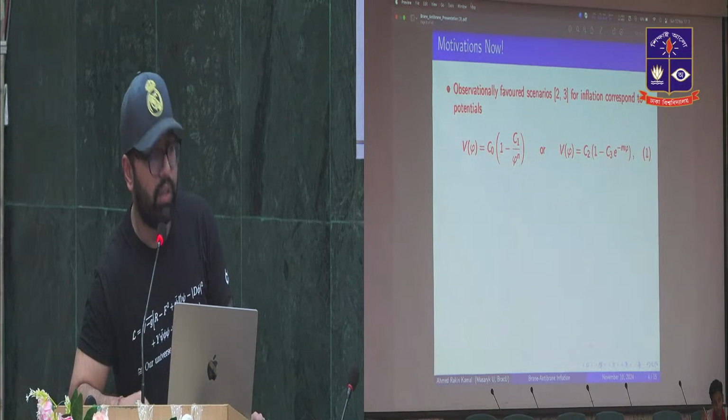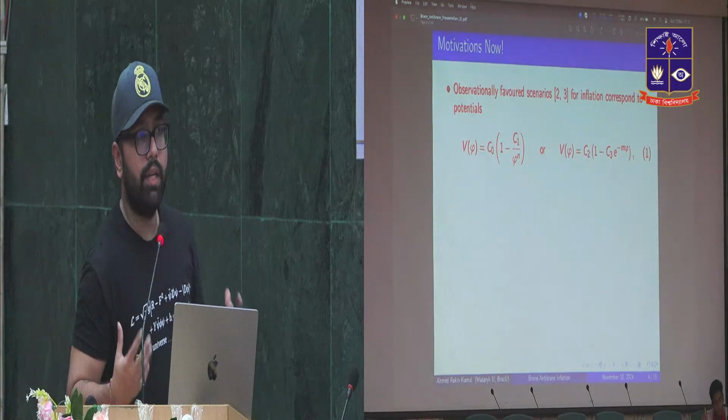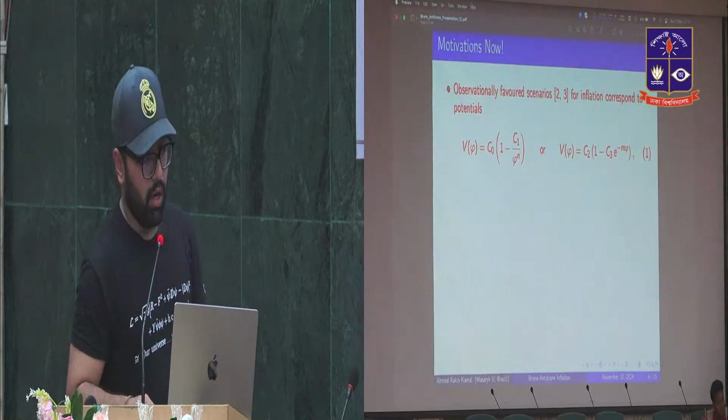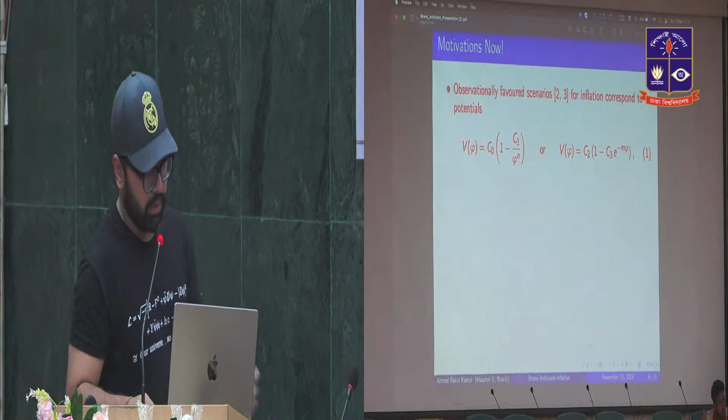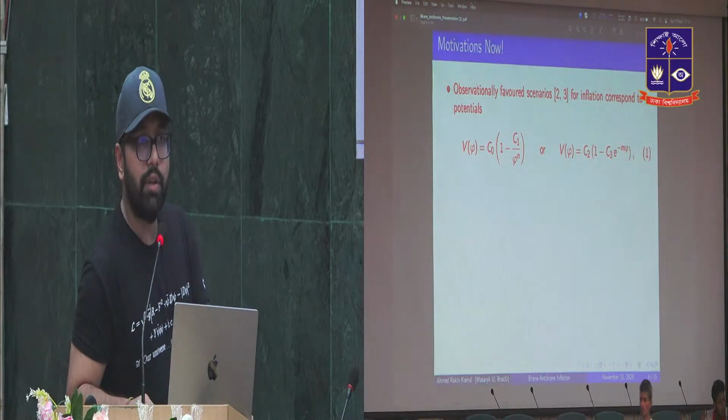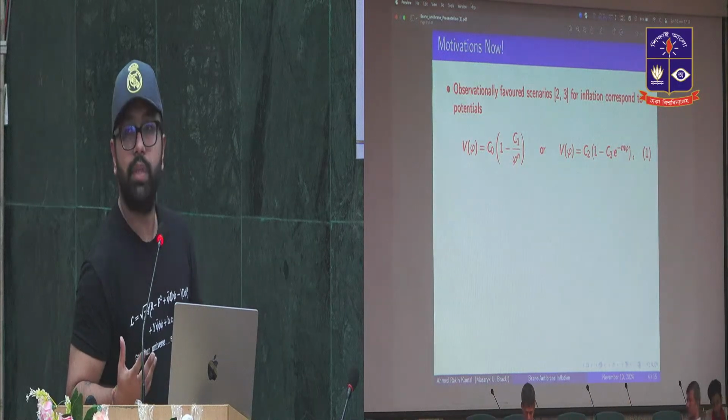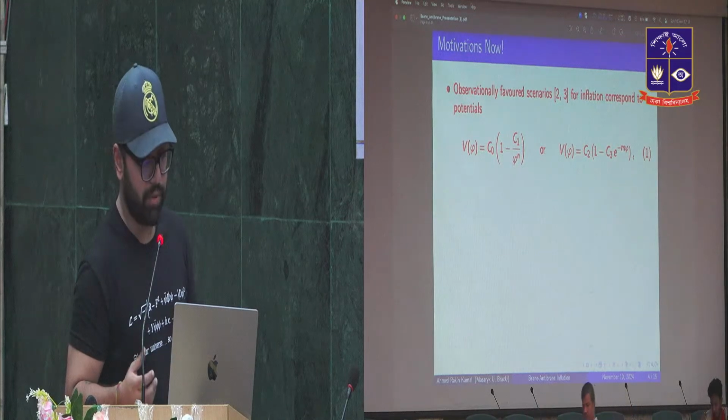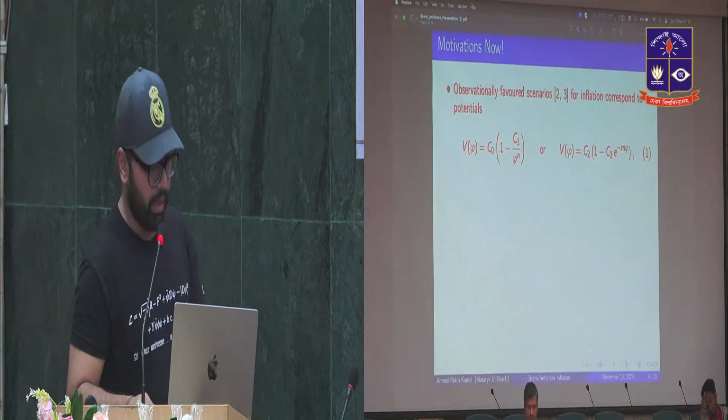So inflation is usually described by a scalar field, which gives the rapid expansion of space in the early universe. Among the observationally favored scenarios, there are two types of potential which are observationally preferred. These are of these two types.